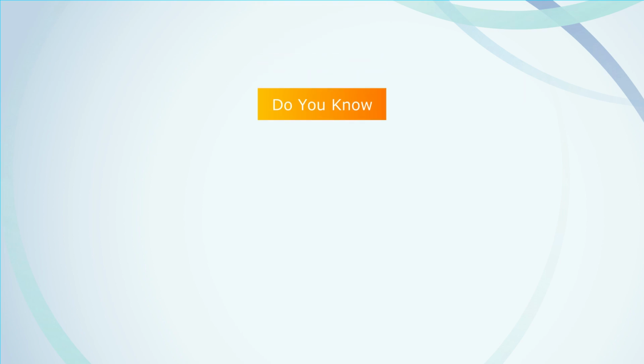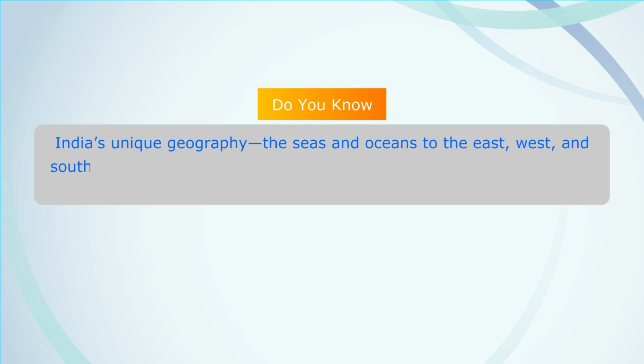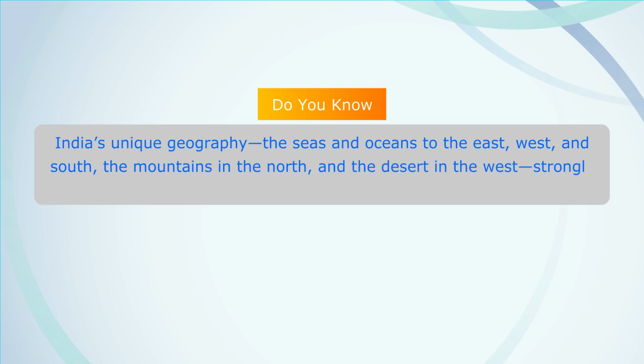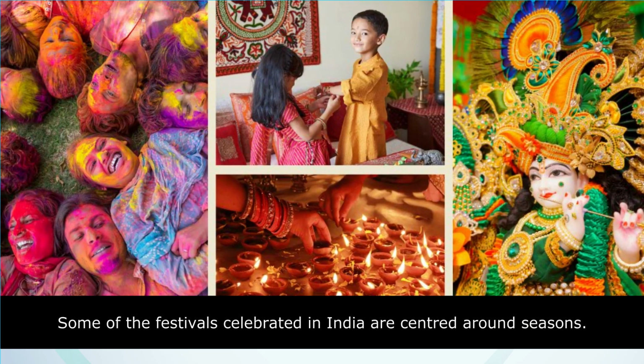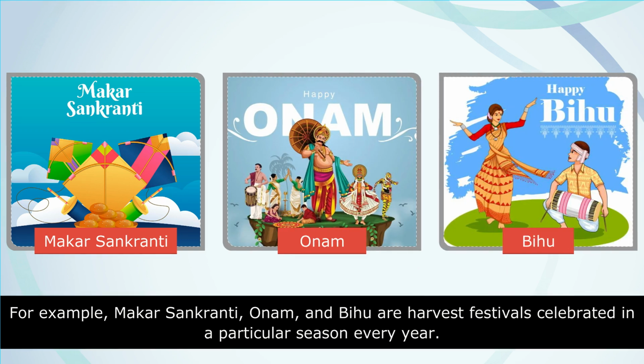Do you know, India's unique geography, the seas and oceans to the east, west, and south, the mountains in the north, and the desert in the west, strongly influences its climate. Some of the festivals celebrated in India are centered around seasons. For example, Makar Sankranti, Onam, and Bihu are harvest festivals celebrated in a particular season every year.